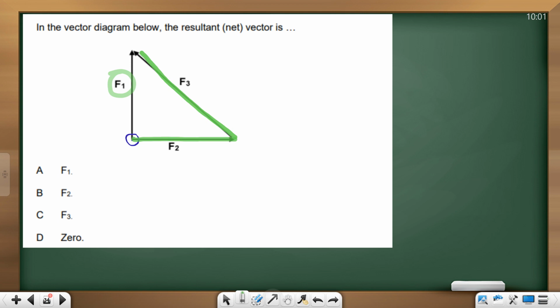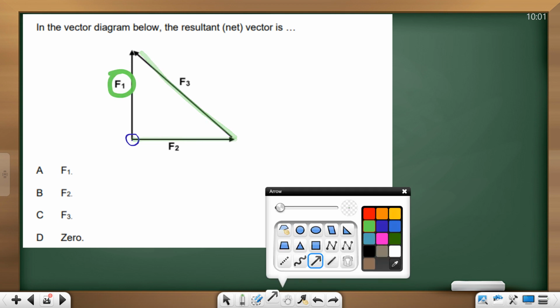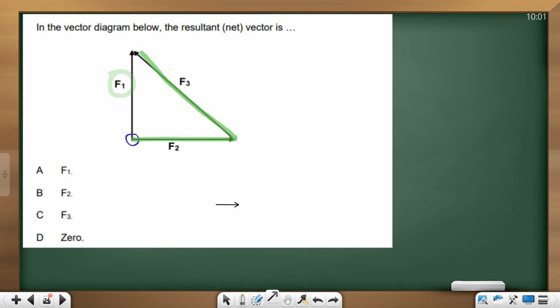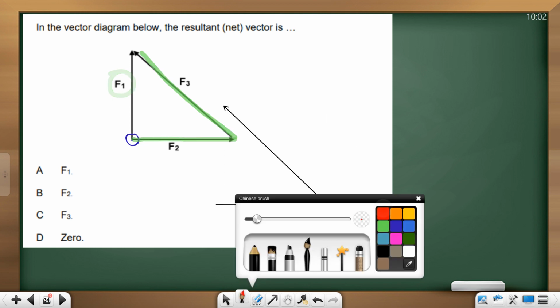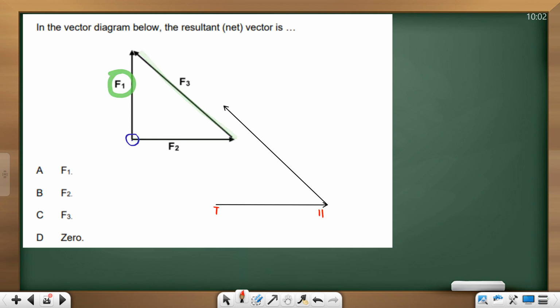F1. So basically we have two forces. Tail to head. And then we have another one. No, sorry. Check that. Remember, tail to head. Tail, head, tail. The open end becomes your resultant. So please, let's be very cautious in answering questions.